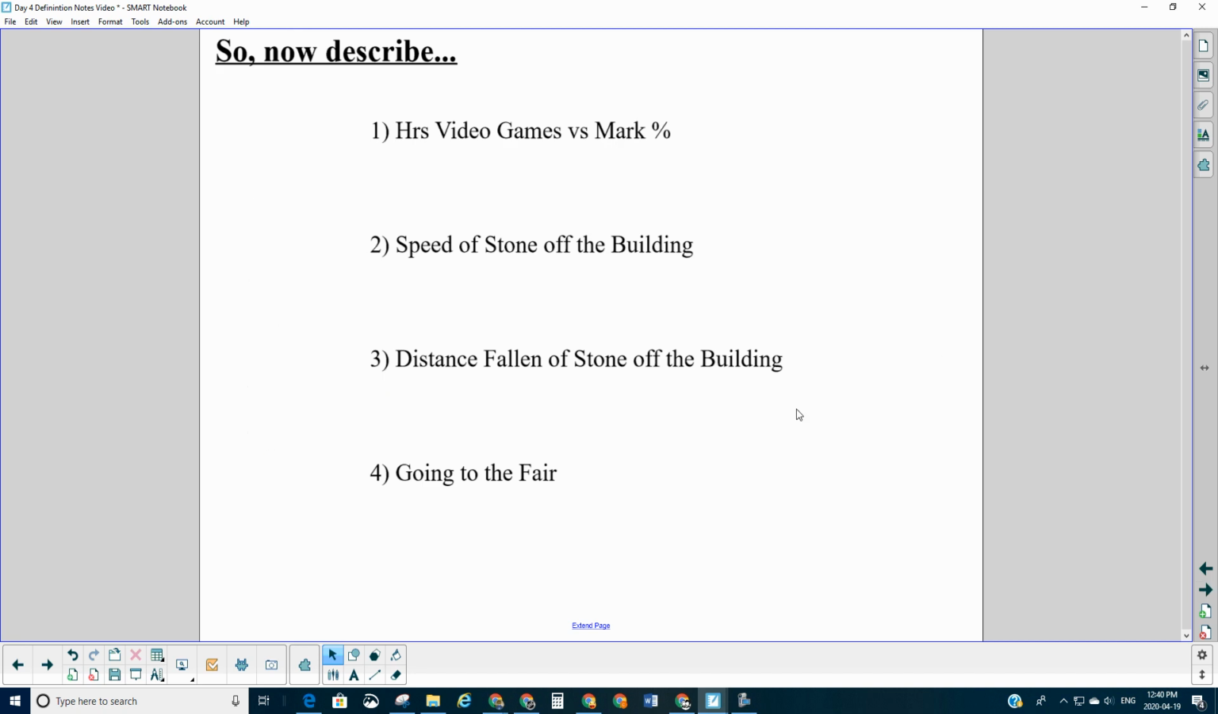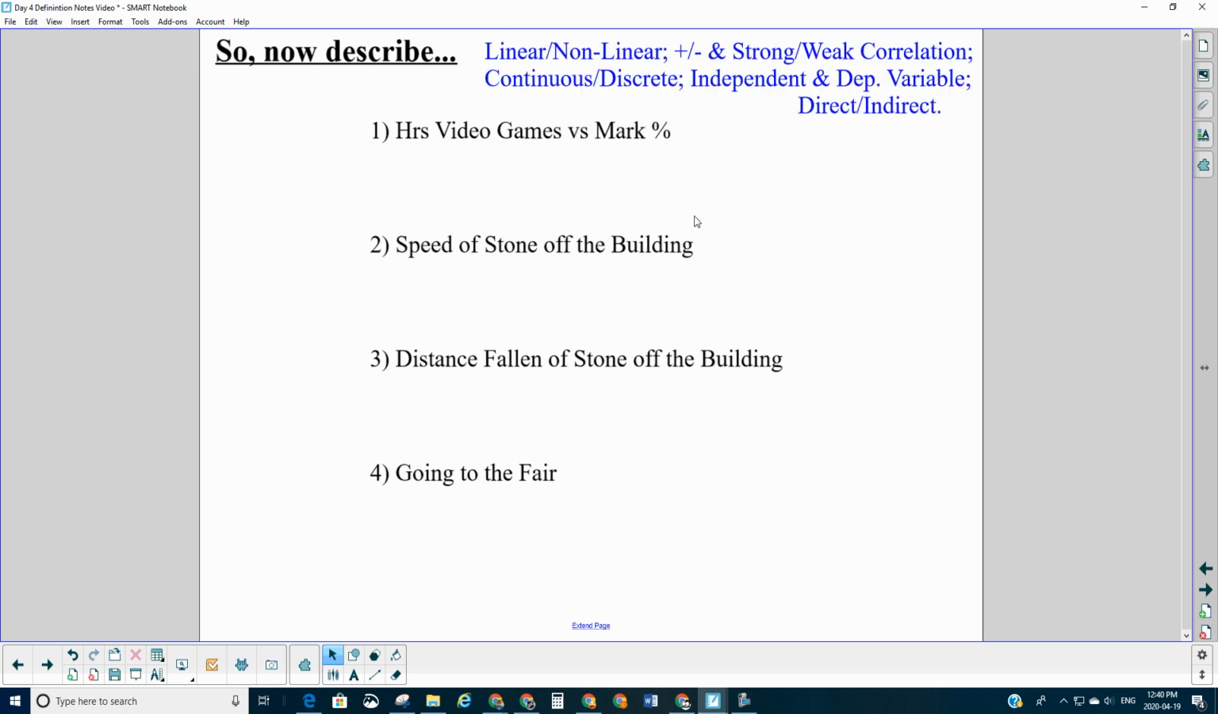Okay, so now let's look back at the four examples that we've been looking at and talking about all along. And I want us to now use this language to describe these. Instead of just saying it goes up or it kind of looks like this, we're going to use proper language to describe these. So you're going to decide, is the relationship linear or nonlinear? Do you have a positive or negative and a strong or weak correlation? Is it continuous or discrete? What are the independent and dependent variables? And then finally, is it direct or indirect?